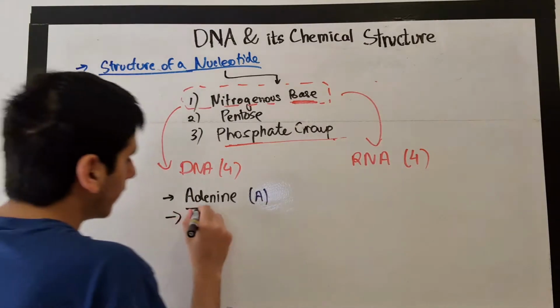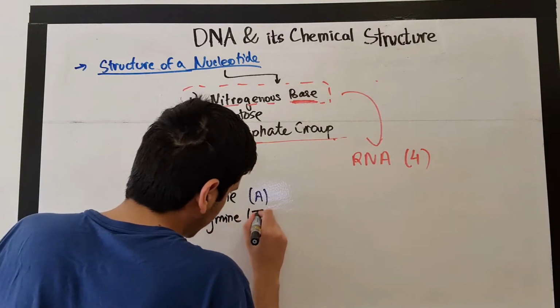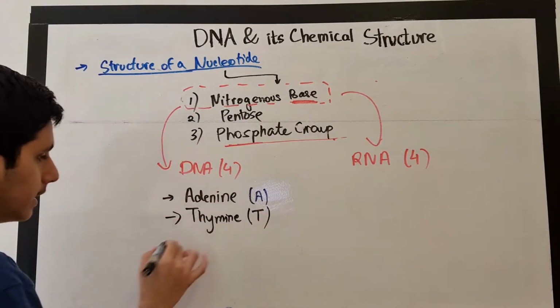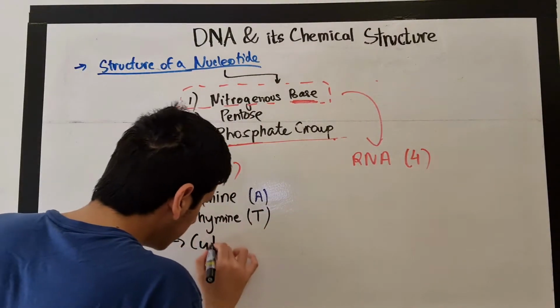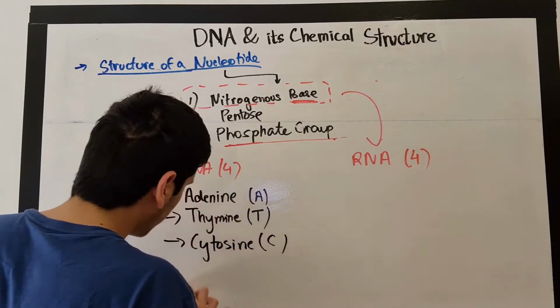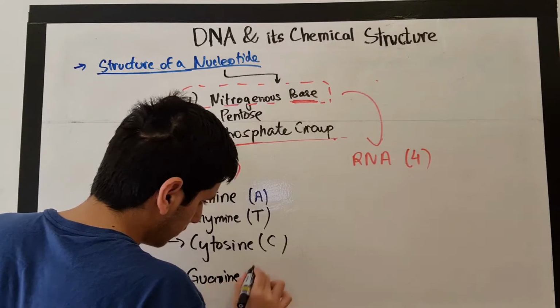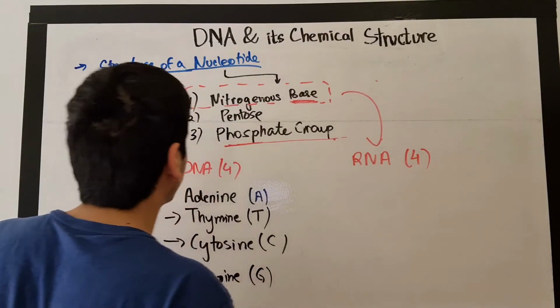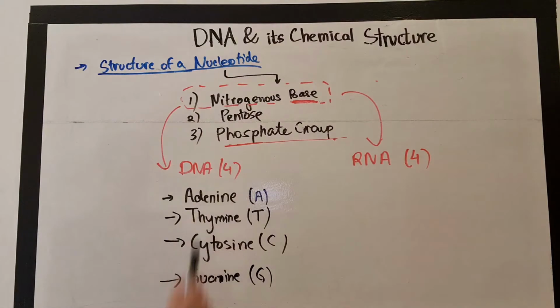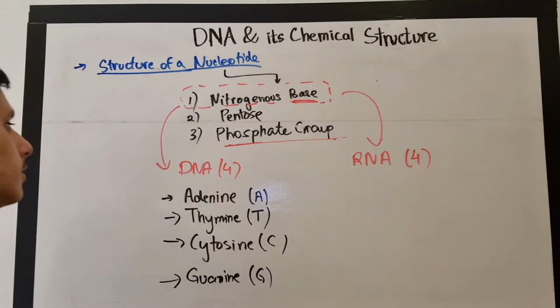Then you have thymine, denoted by T, cytosine, C, and guanine, G. So it's just the first letters that we denote these bases by. A, T, C, G: adenine, thymine, cytosine, and guanine.